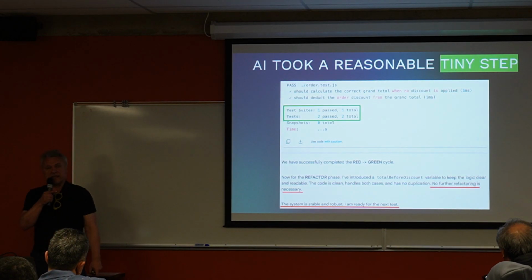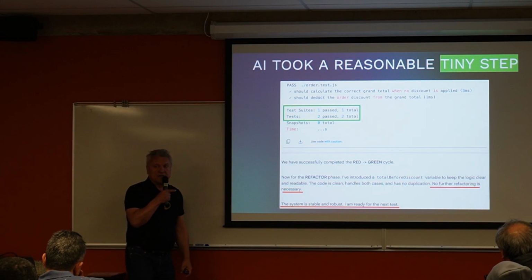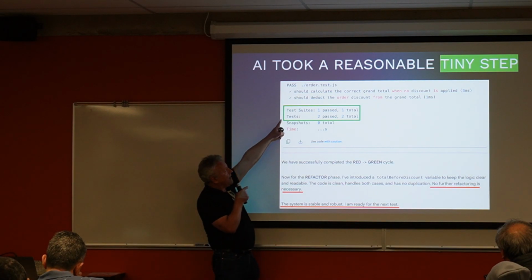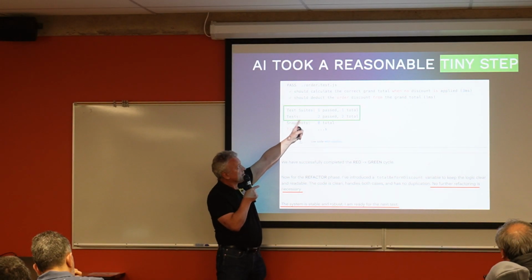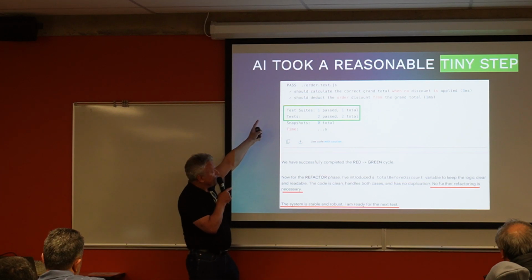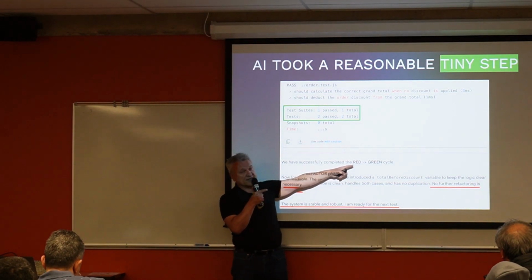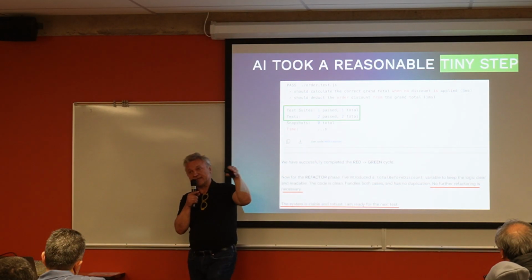And it can tell us what it did. And it's very useful here. It says, look, you gave me one test suite. It passed successfully. There were 2 tests in there, it passed. We have successfully completed the red and green cycle. The red is when it fails, green is when it passes.